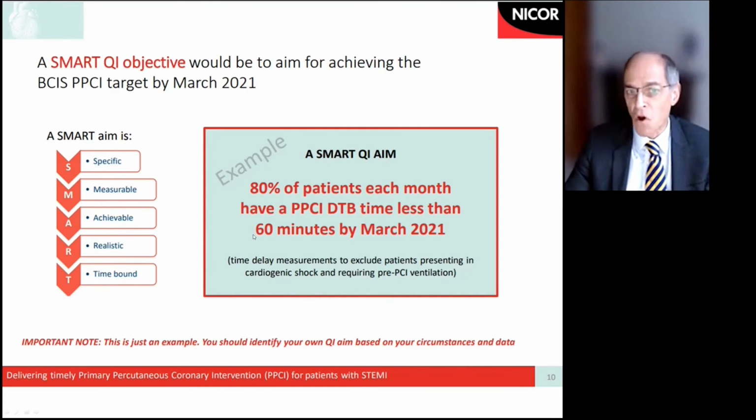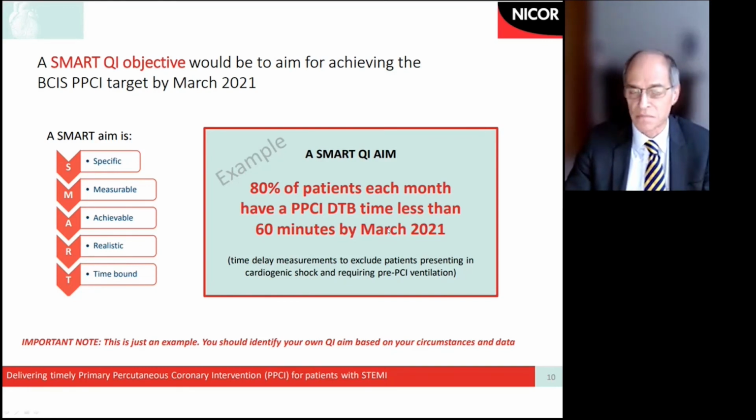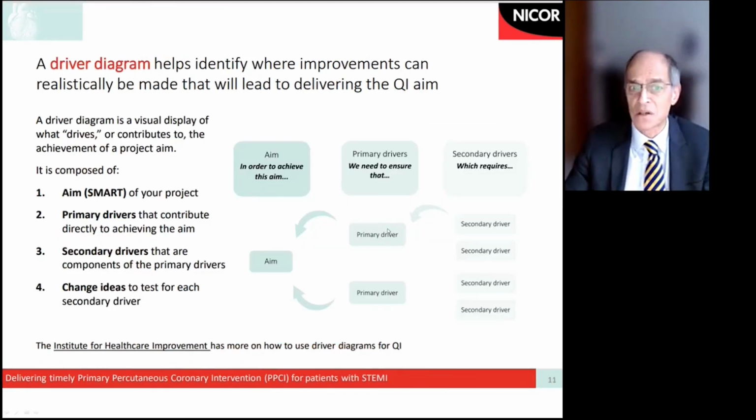Here's an example of a SMART objective, which is, for example, 80% of patients each month should have a primary PCI door to balloon time of less than 60 minutes, and we need to achieve it by March 2021. This is your aim, but in order to achieve that aim, you will need primary and then possibly secondary drivers. You need to achieve something that may need other things to be achieved.